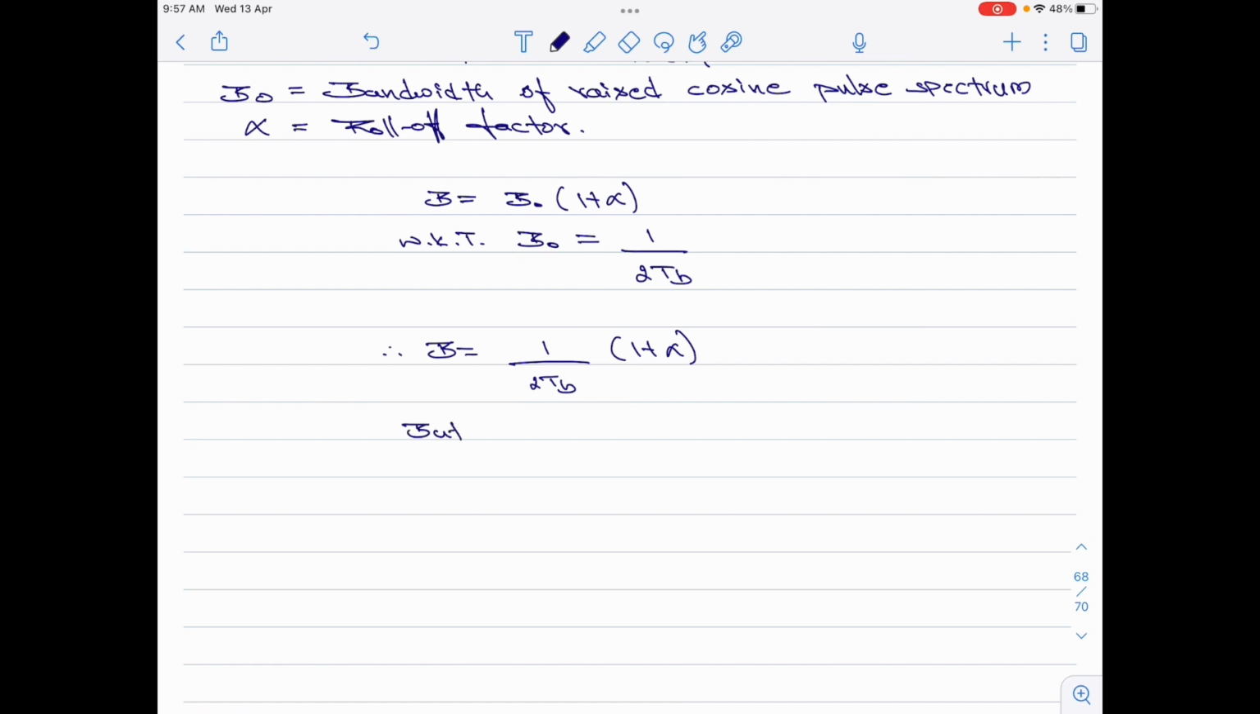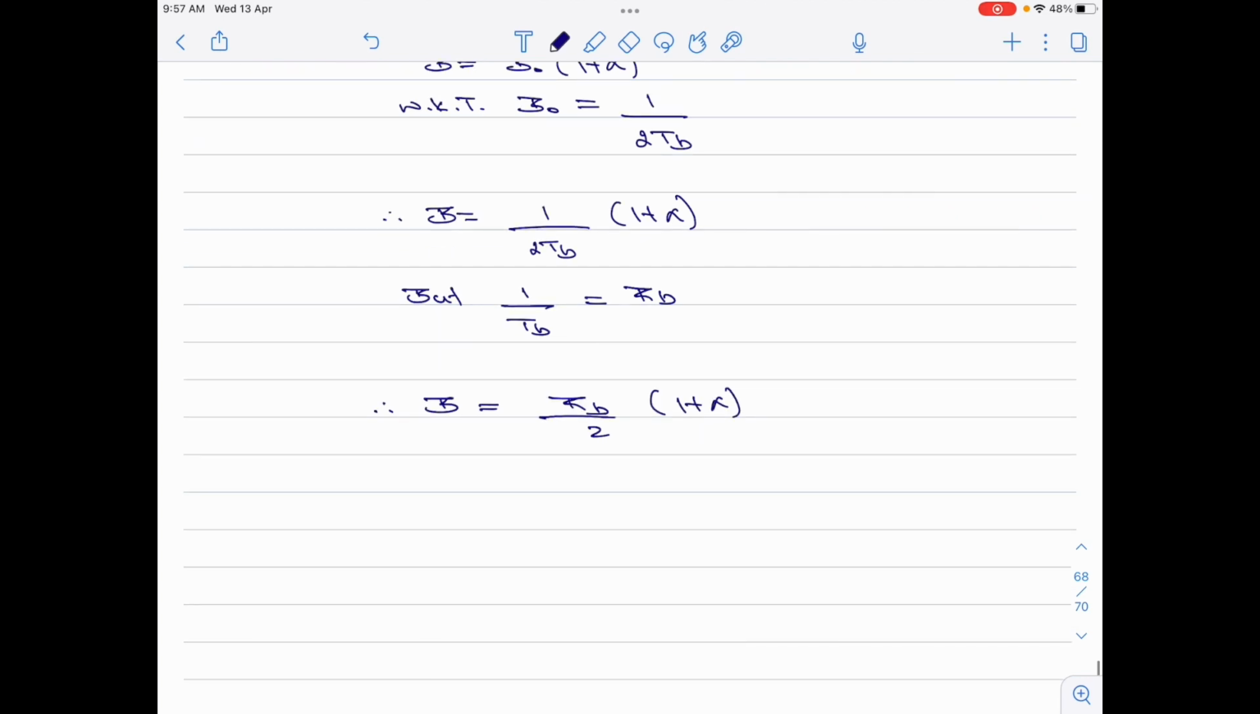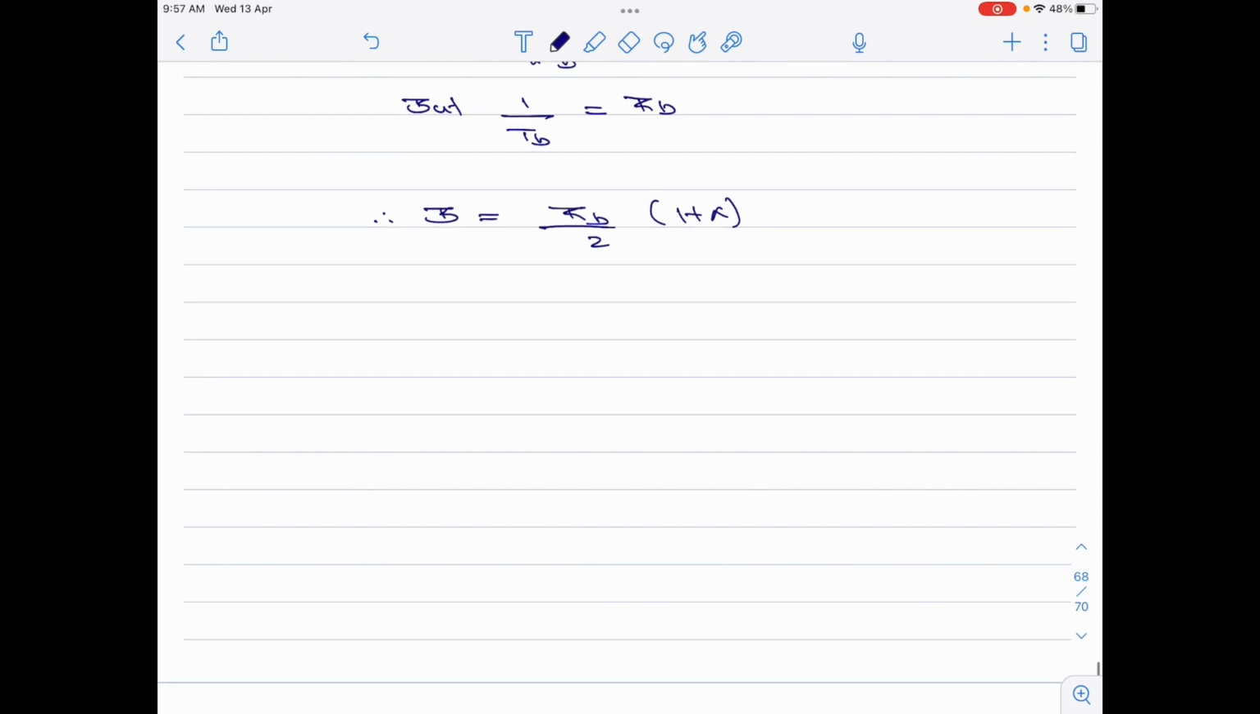We know that 1 divided by TB is equal to RB. Therefore, I will rewrite the equation for the transmission bandwidth as RB divided by 2 into 1 plus alpha. In the numerical, we are told the value of RB is equal to 50 kilobits per second. Therefore, it is equal to 50 into 10 power 3 multiplied by 1 plus alpha divided by 2. This is the expression for the transmission bandwidth, and let me call this equation 2.